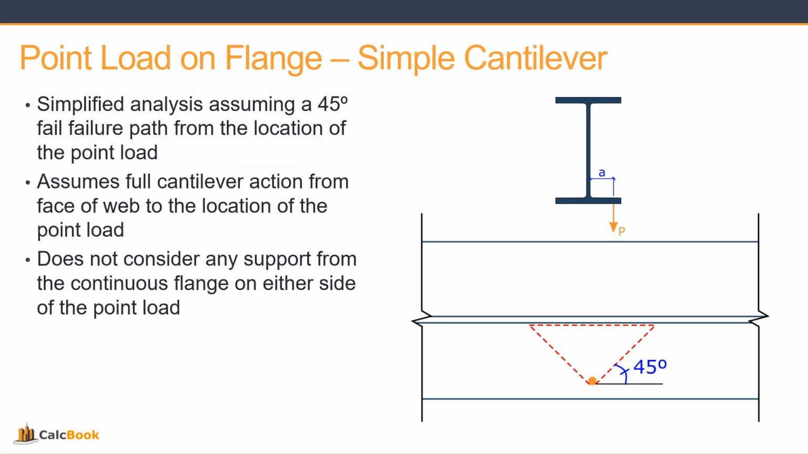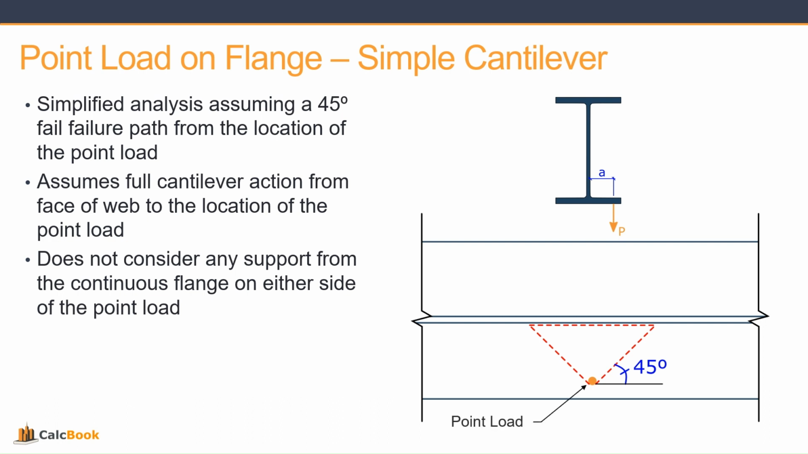The second method is just a simple cantilever method. I think most of us are probably pretty familiar with how this works. We're going to assume a 45-degree failure plane from the point of the load back towards the web. This assumes a full cantilever action from the face of the web to the location of the point load, which means that it's not going to rely on any of the support that you would get from the continuous flange on either side of that point load.